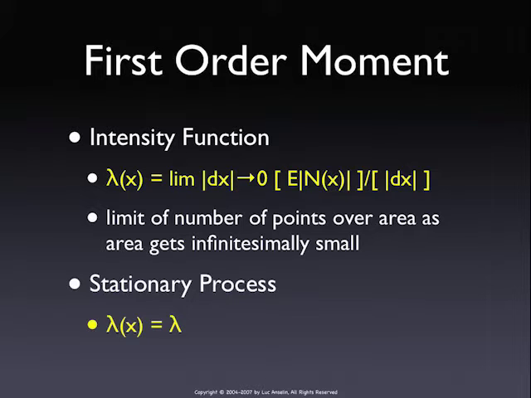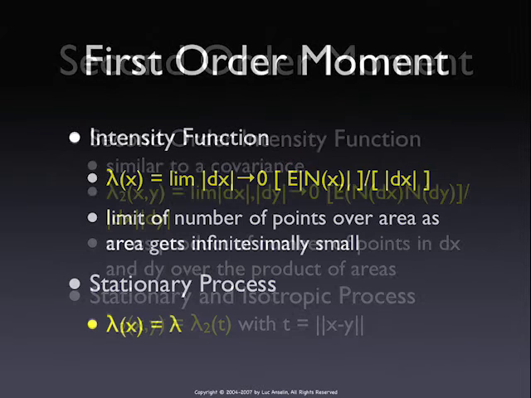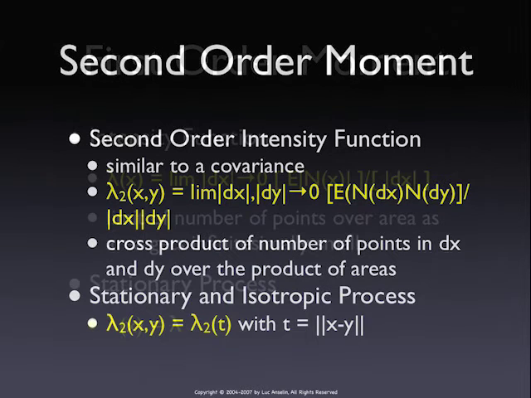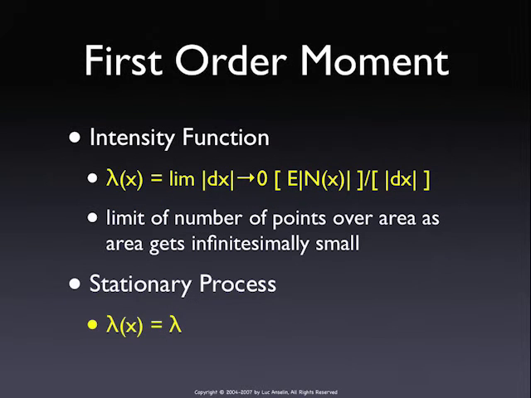Now, the easiest way to define that is by saying it doesn't change. It doesn't change with location. In other words, lambda for location x is simply a constant lambda. And that is one of the characteristics, not the only one, of a stationary process. So we'll talk more about stationarity when we get into geostatistics. It's basically a requirement of equilibrium.